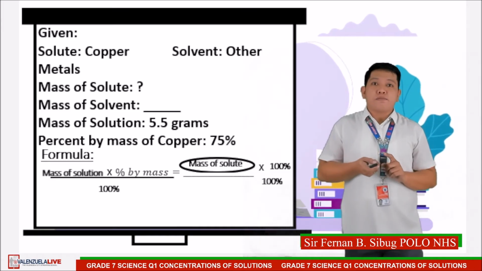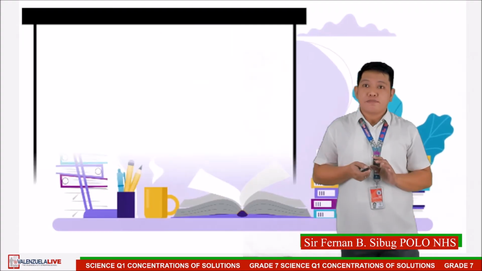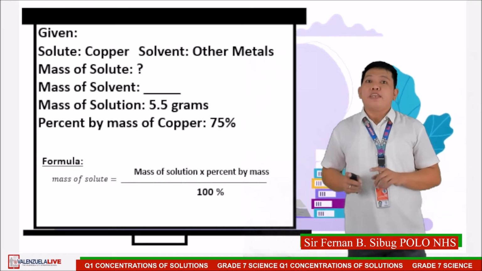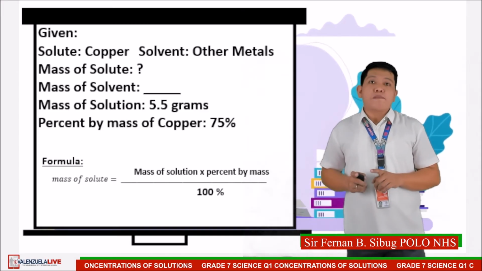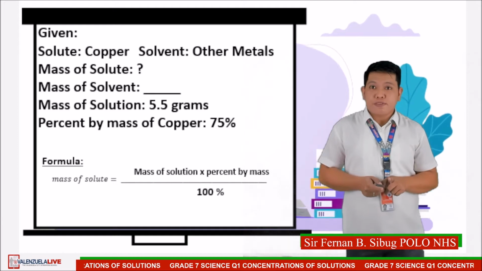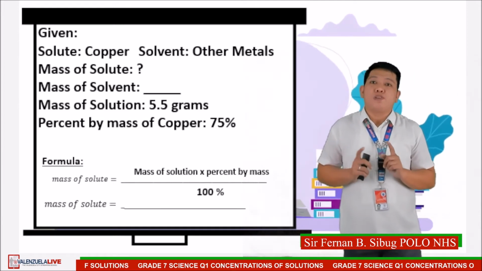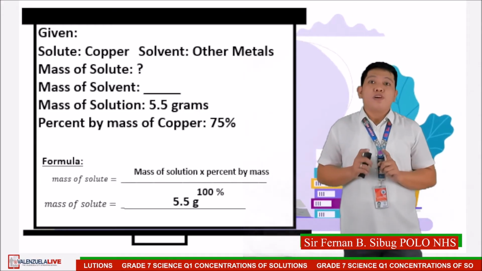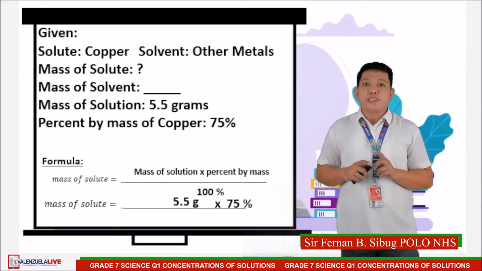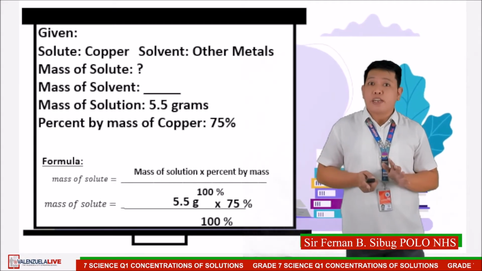Dividing both sides by 100%, we will have the formula as mass of solute is equal to the mass of solution multiplied by percent by mass over 100%. Now, substituting the values, we will have mass of solute is equal to the mass of solution, which is 5.5 grams, multiplied by percent by mass, which is 75%, all over 100%.